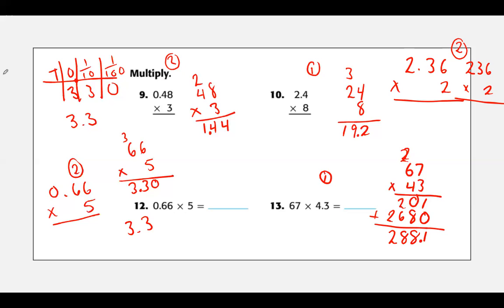So 2 times 6 is 12. 2 times 3 is 6, plus 1 is 7. 2 times 2 is 4. Now I have to put my decimal point back. Okay, how many numbers? 2. I go 1, 2. I have my 2 numbers right there. My answer is 4 and 72 hundredths. Okay, that's a review of how you multiply decimals by whole numbers.